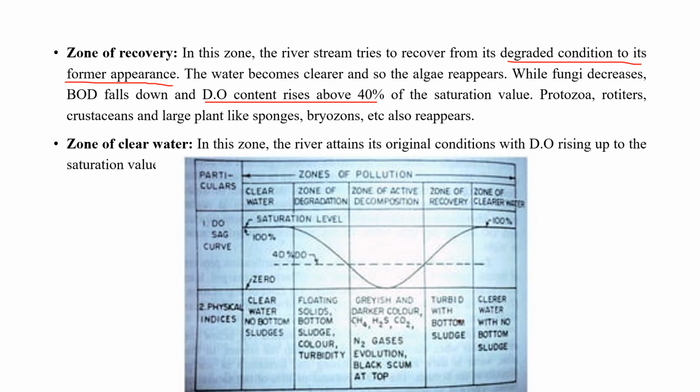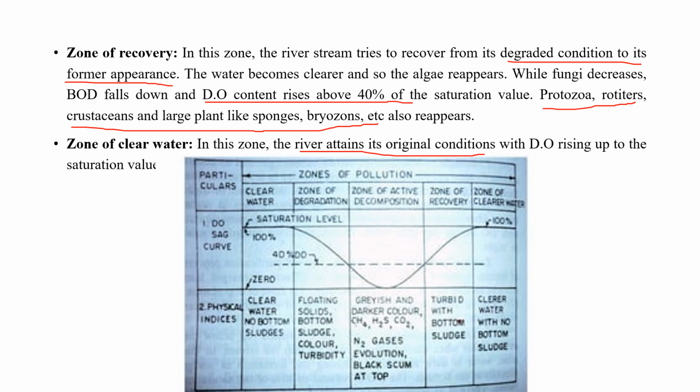So dissolved oxygen content rises to 40% of the saturation value, and while fungi decreases, BOD also falls down. Protozoa, protists, and other aquatic organisms will take place in this zone. So this is the zone of recovery, and the zone of clear water. In this zone, it will be clear water. It will be used for domestic purposes, like cleaning houses. It can be used in the zone of clear water. So the river attains its original conditions.